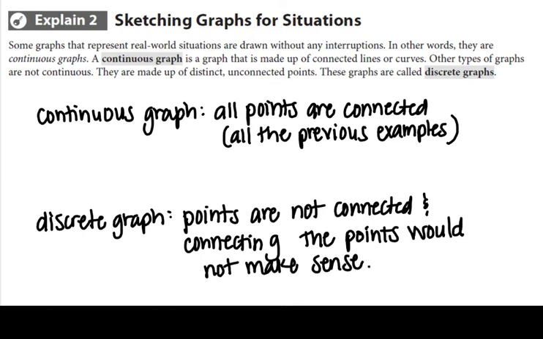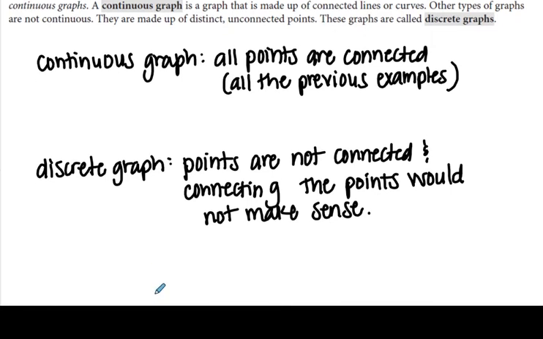Now it's important for us to remember, since we're going to be talking about graphs here, that we have an x and a y-axis. The x-axis is the independent variable, and the y-axis is the dependent variable.